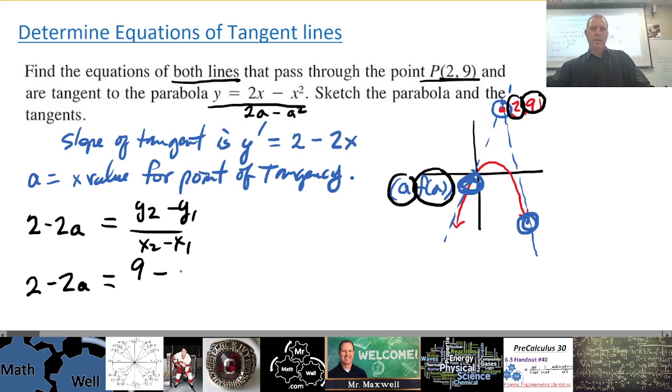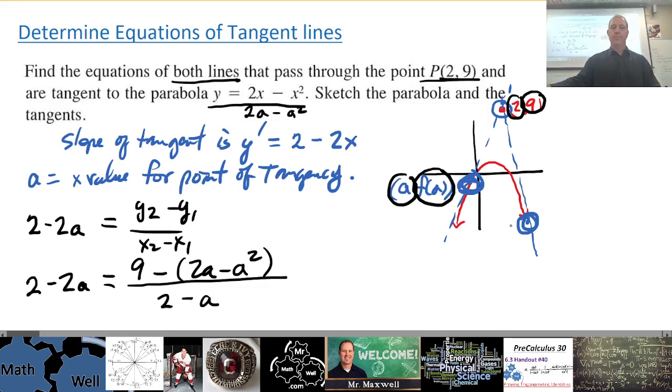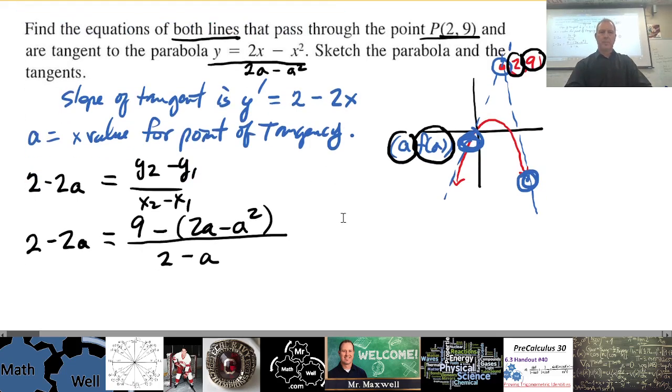How are you feeling about that? 9 minus 2a minus a squared. That's what f of a is. Divided by 2 minus a. And it doesn't matter what point is x1 and x2, actually. It doesn't really matter.